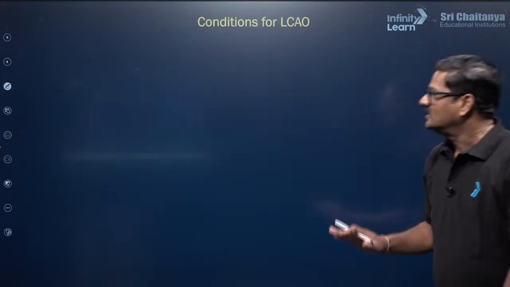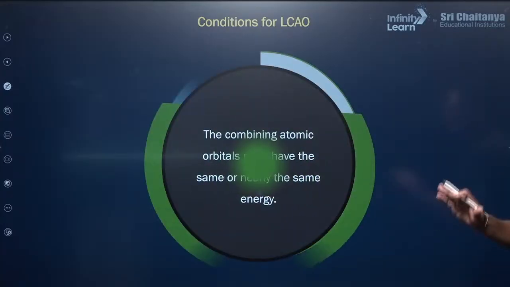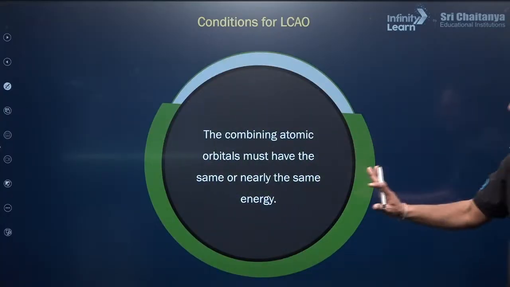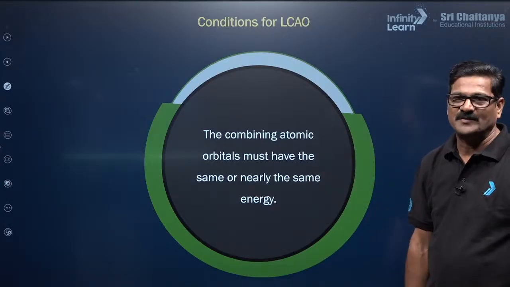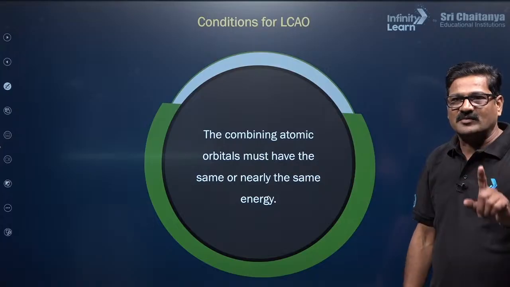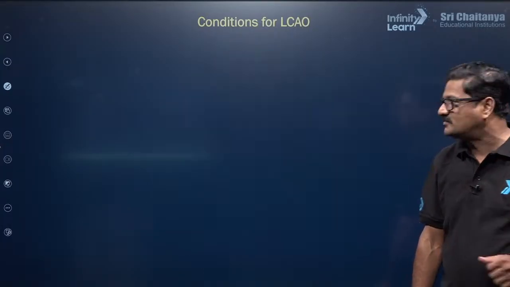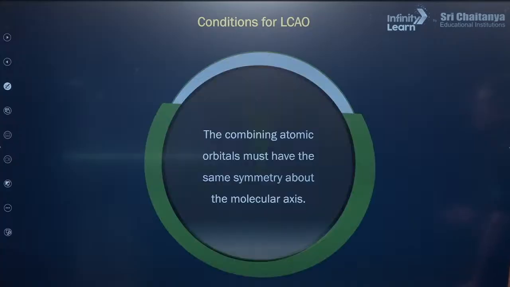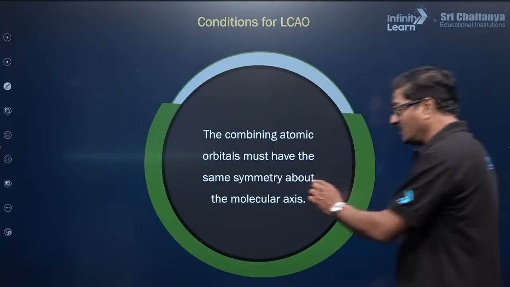That's good. Now, conditions for LCAO. What are the conditions? Combining atomic orbitals must have the same or nearly the same energy. Then only LCAO takes place. Linear combination of atomic orbitals takes place. Otherwise, this LCAO does not take place. Another condition for LCAO: the combining orbitals must have the same symmetry about the axis.